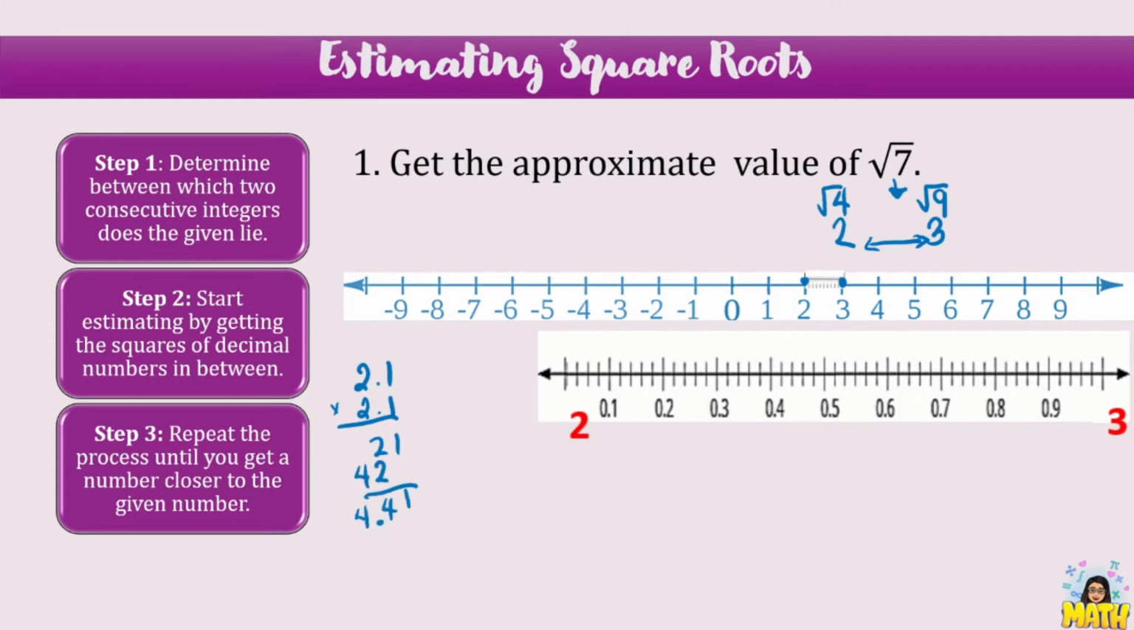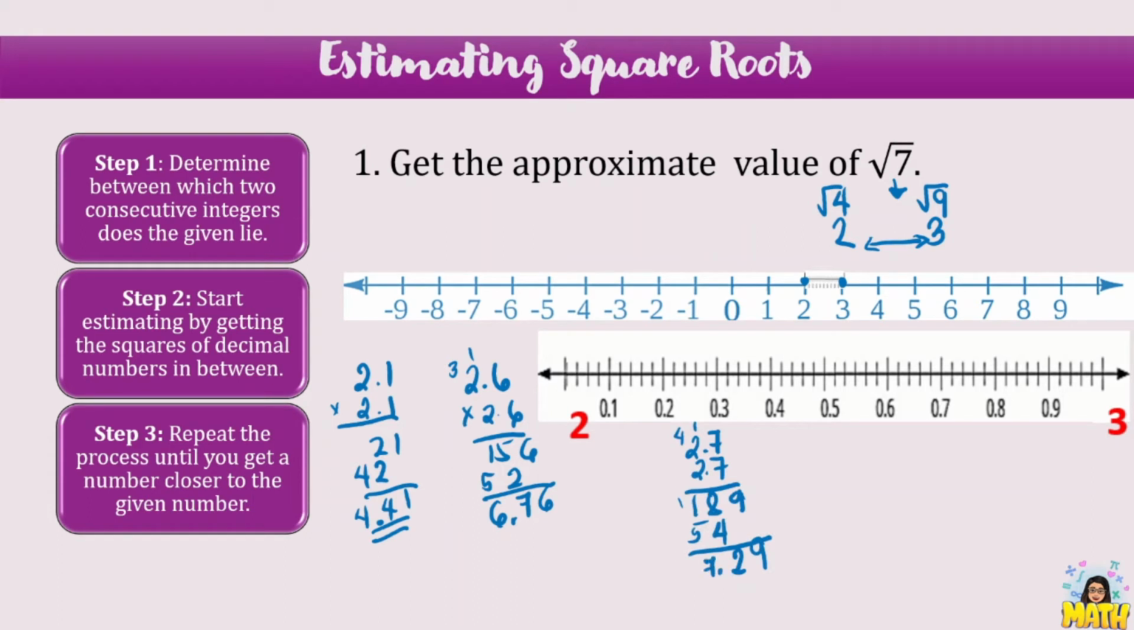So the answer here is 4.41 na malayo pa sa 7. So let's try another. Let's have 2.6. So here, we have 6.76 na malapit na sa square root of 7. Pero let's try another. So we have 7.29. Pero alin ba dito sa dalawang values na to ang mas malapit sa 7?